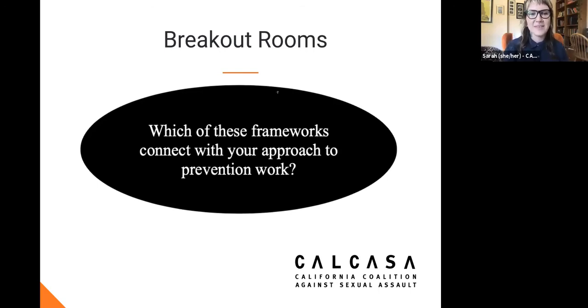Yeah, and then David says sometimes our funder has its own framework too. Absolutely. Any last comments or questions, of course, about the frameworks? Anyone a little bit confused on the frameworks or why we're talking about frameworks at all?